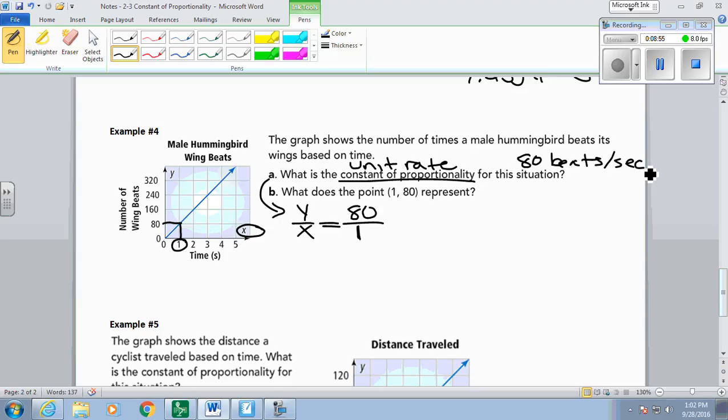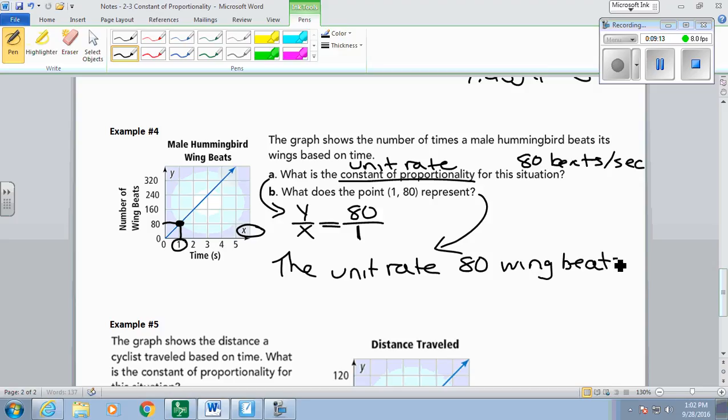So then B, what does the 0.180 then represent? Well, 1, 80 would be exactly the point that I plotted right here. It would be the unit rate, 80 wing beats for every second.